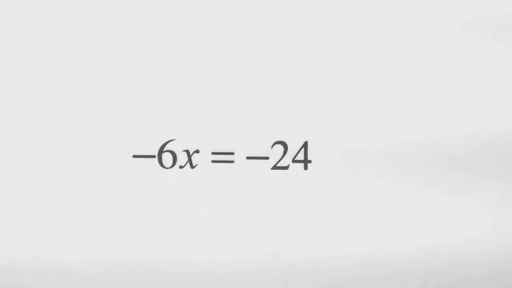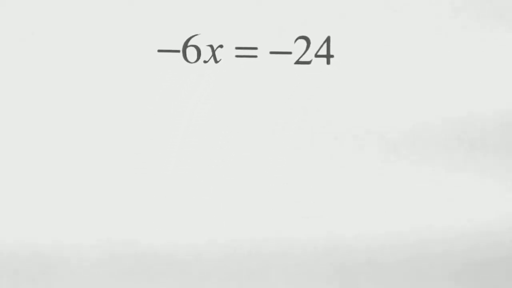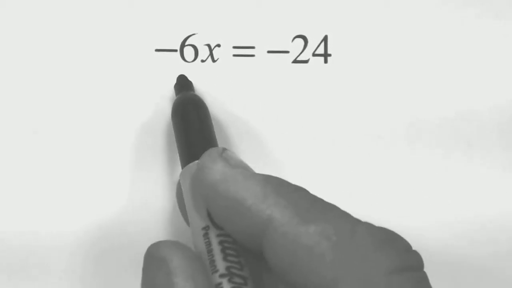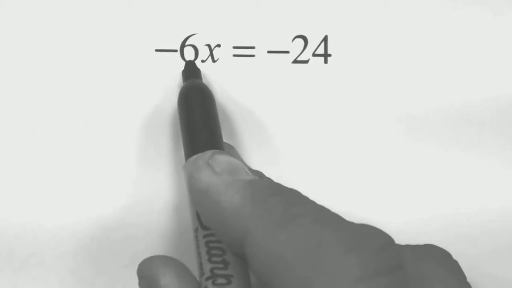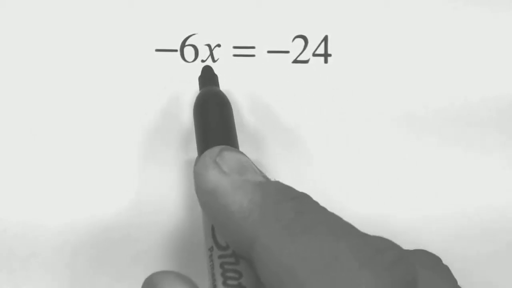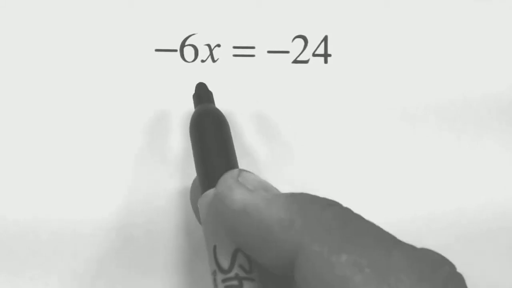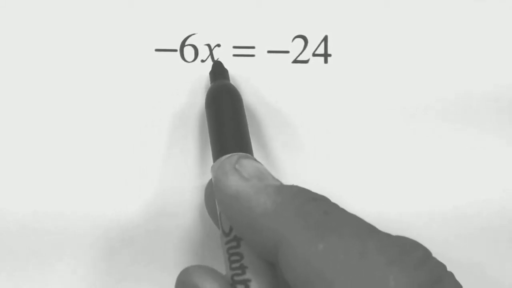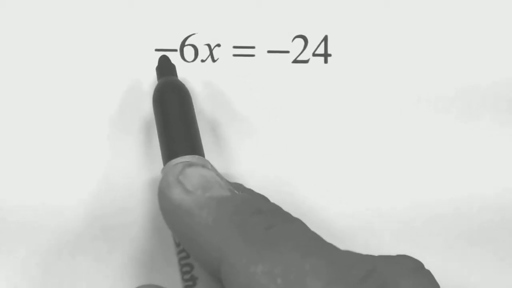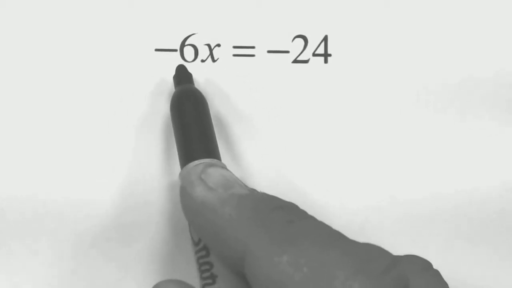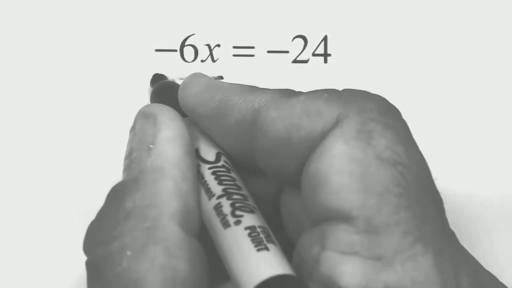Okay, well, next up, let's take a look at what we do when we have something that's being multiplied. Here we have negative 6 times x equals negative 24. Again, we've got two sides, so this is an equation. We can solve for the variable. Well, I want to get the x all by itself, but I've got negative 6 times x. How do I get rid of negative 6 times? I do the opposite operation, which is divide by negative 6.